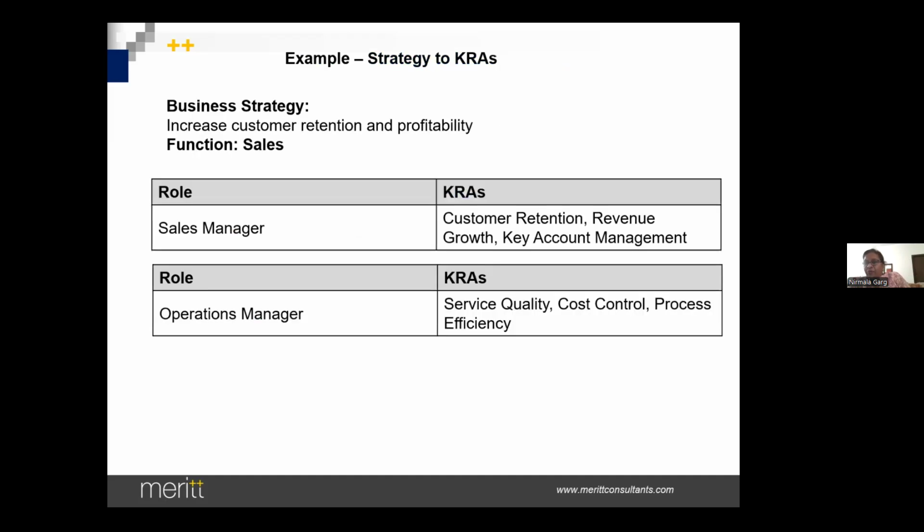I'm just trying to reiterate: sales manager, KRAs: customer retention, revenue growth; operation manager: service quality, cost control. So are you seeing that different roles have different KRAs and not the same KRAs? Why? It's a very basic question, but still I want to know why. Different roles have different KRAs, not the same KRA. Why? Quick.